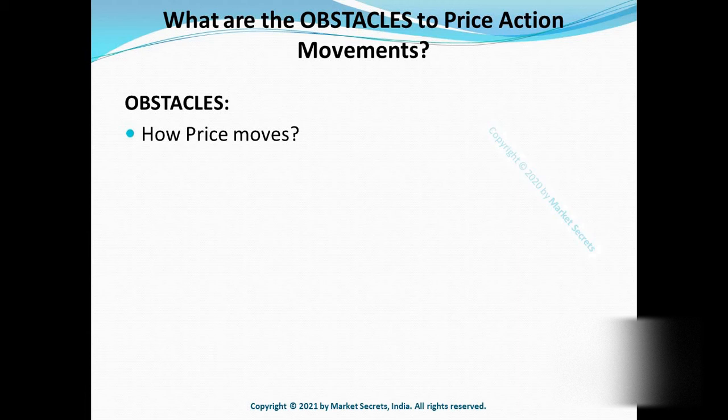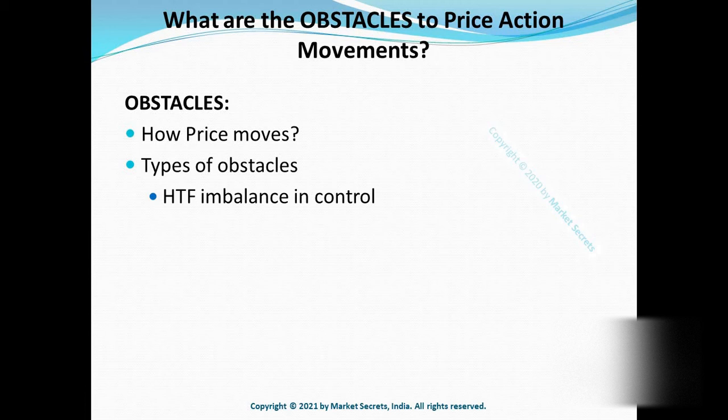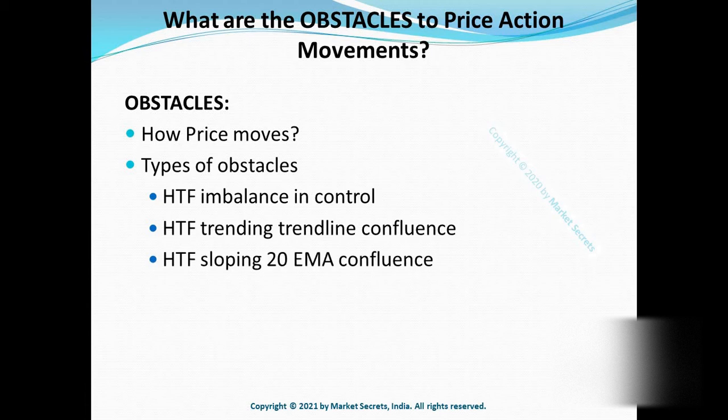There are three different types of obstacles that we can have. These are number one, a higher time frame imbalance being in control. Number two, the higher time frame trendline confluence can be the reason. And number three, higher time frame sloping 20 EMA confluence might be the reason. So these are the three different obstacles that a price might face before it retraces to our entry. Many times, price will fall short of retracing to our entries due to one of these obstacles.